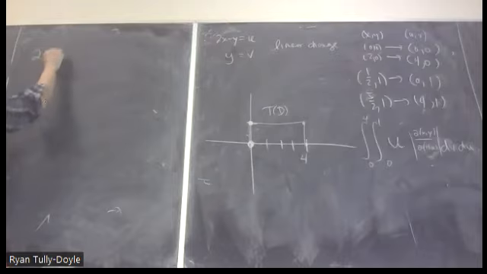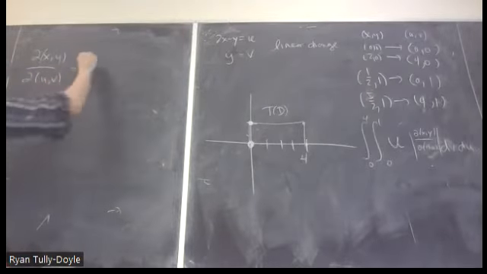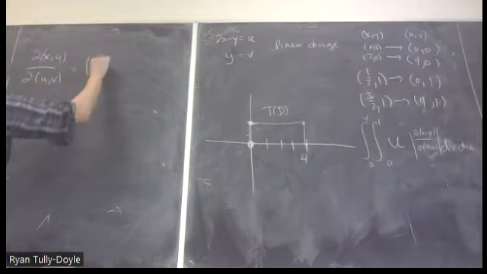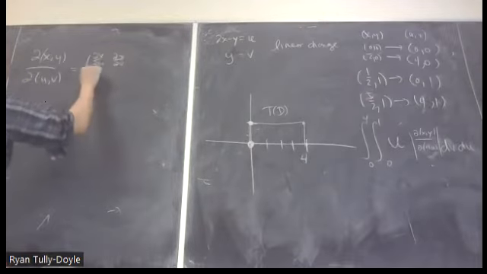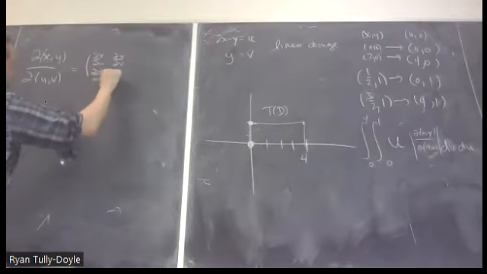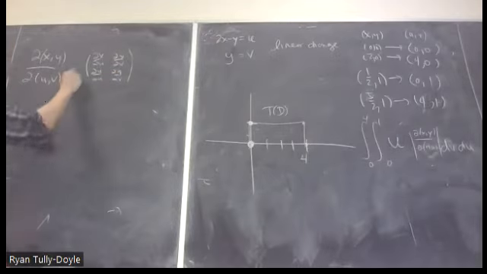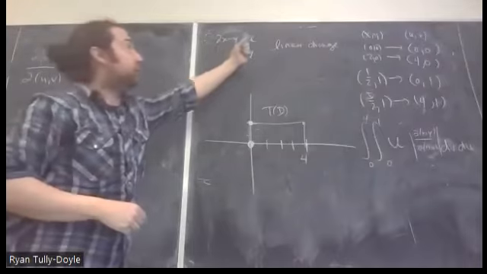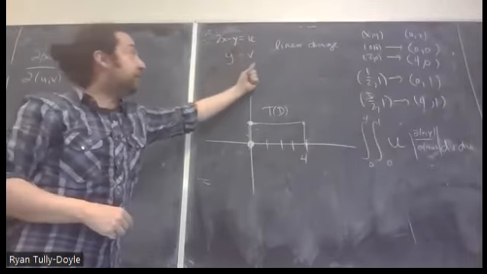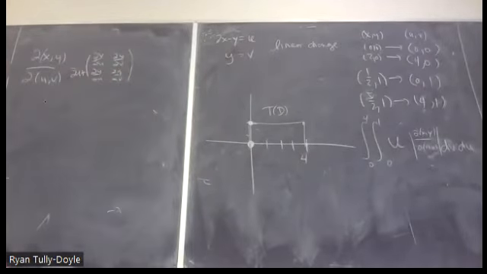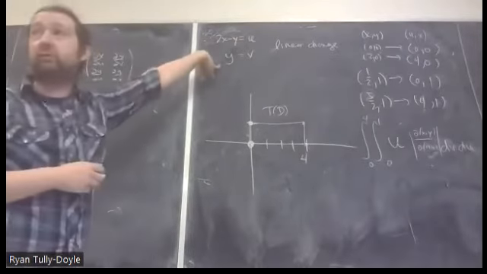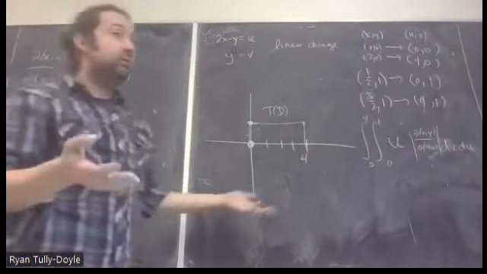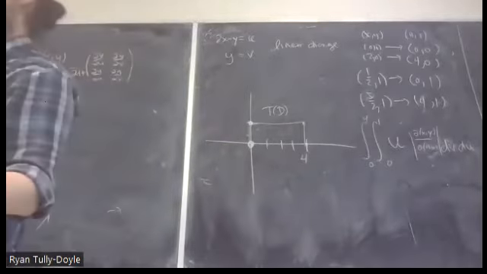dx dy over du dv is this determinant: dx du, dx dv, dy du, dy dv. But I can't calculate that, or the determinant of that, right now, because I don't have x as a function of u. I have u as a function of x and y, and v is a function of y. So I've got the backwards formulation for what I want. If I want to compute this Jacobian, I have to solve for x and y in terms of u and v.